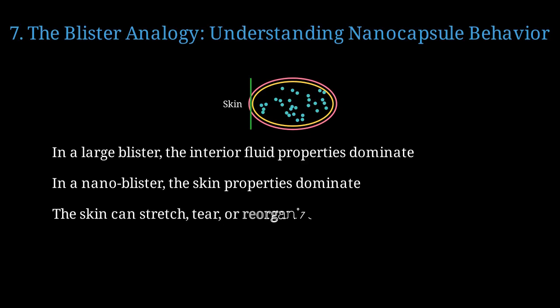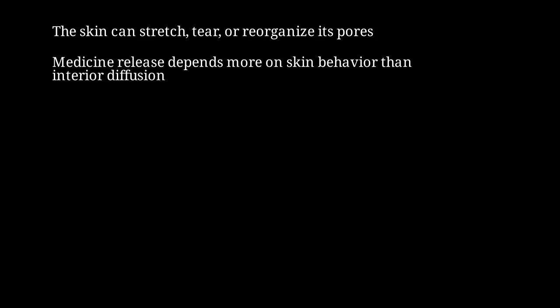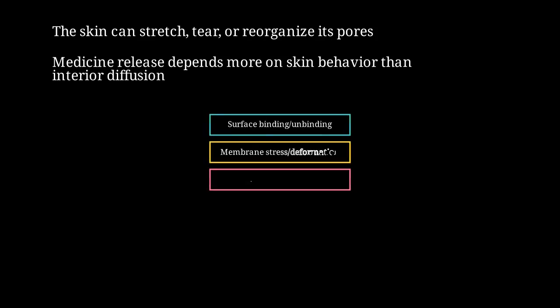The skin can stretch under internal pressure, develop tears, or reorganize its molecular structure to open or close pores. So medicine release depends far more on what the skin does than on simple diffusion through the interior fluid. These three factors, surface binding and unbinding, membrane stress and deformation, and pore dynamics, are the skin properties that control nanocapsule behavior.